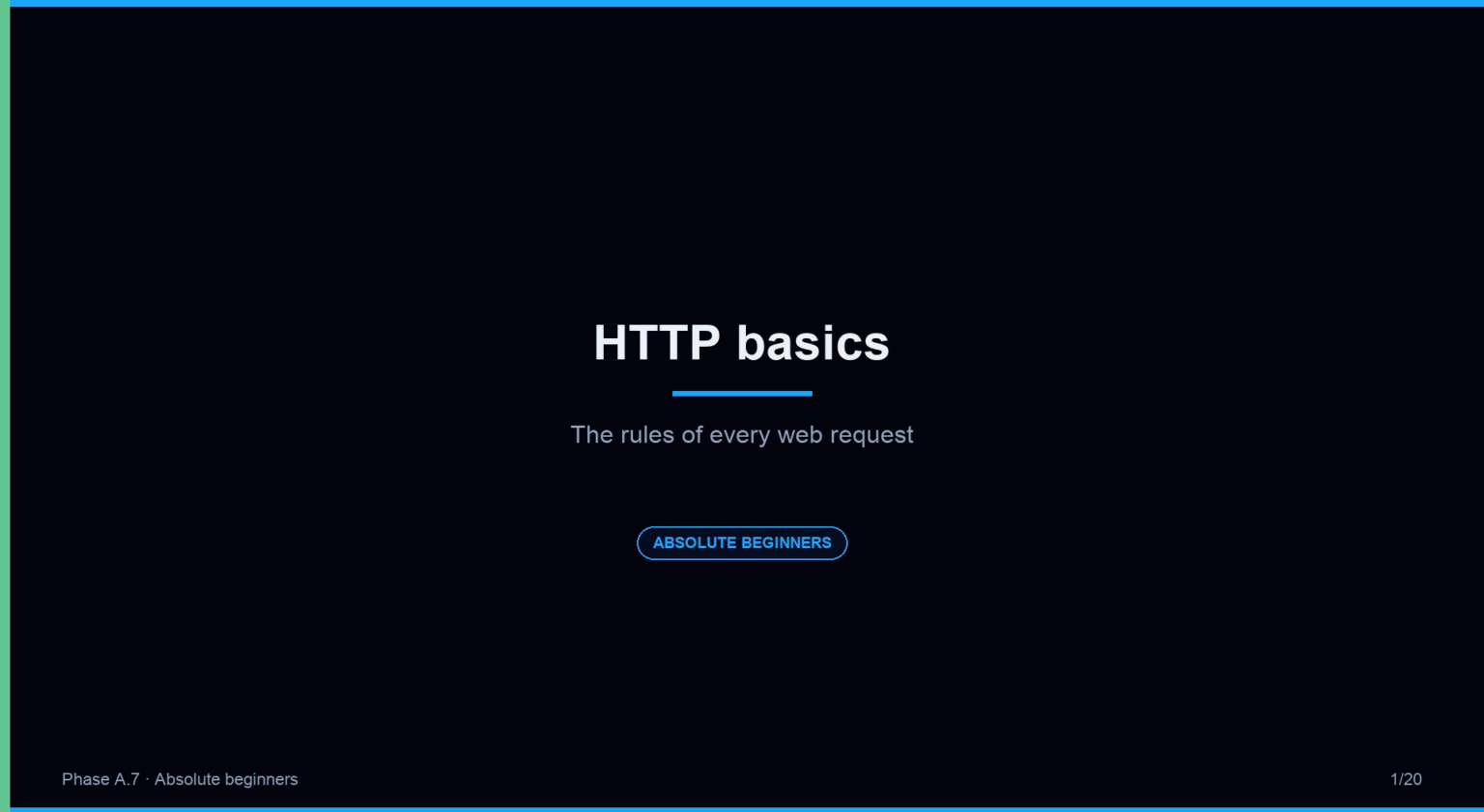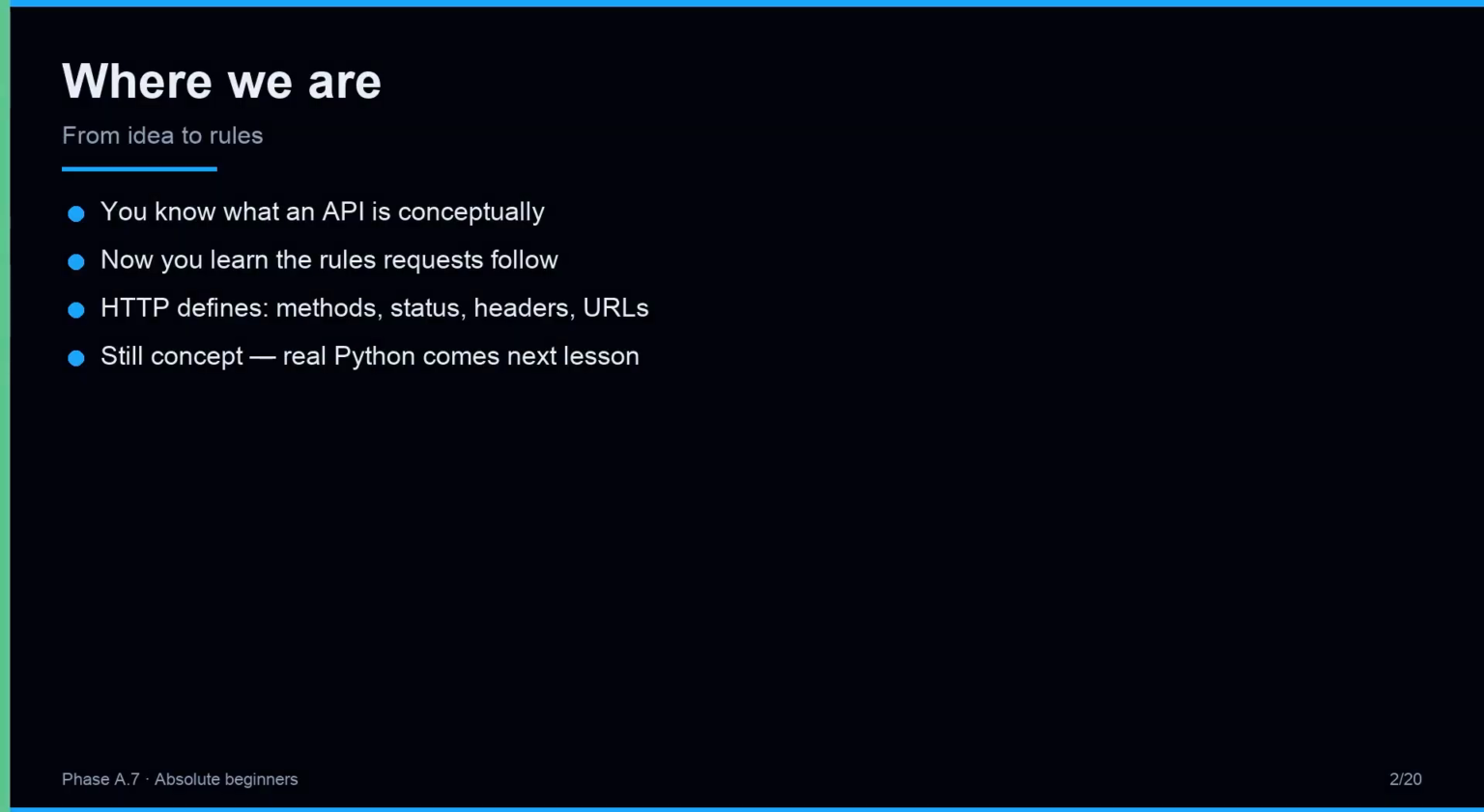From idea to rules. Last lesson we built the concept. An API is a meeting point where one program asks another for data. Today we go one level deeper. We look at the actual rules that govern how the asking and answering happen. Those rules have a name, HTTP.